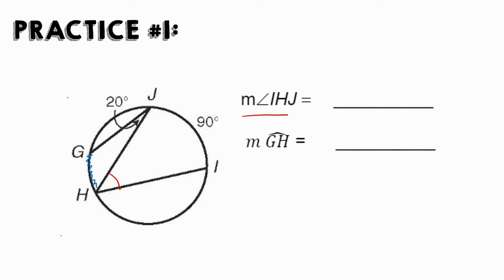They actually don't really rely on each other, do they? GH I can see is intercepted by this angle that I'm given, this inscribed angle. I know it's inscribed, make sure you check that. So I can just go ahead and say, well, 20 times 2. So that's going to be 40 degrees.